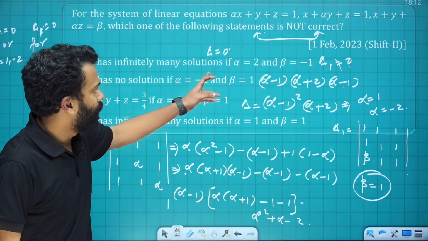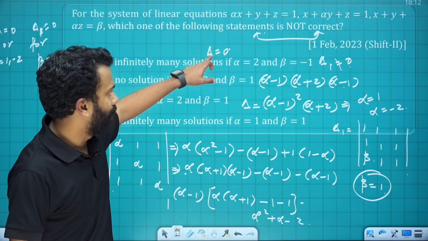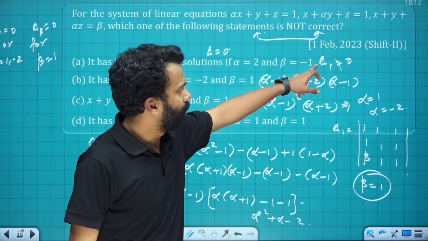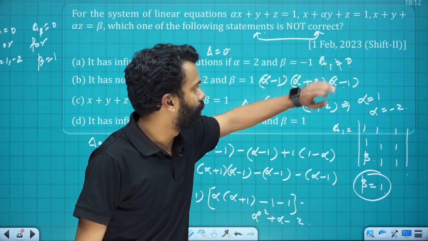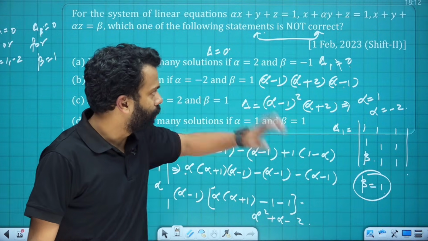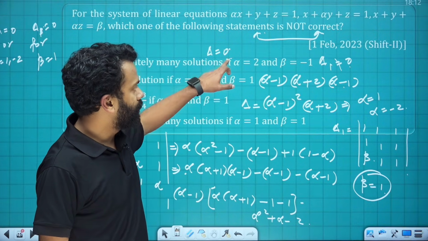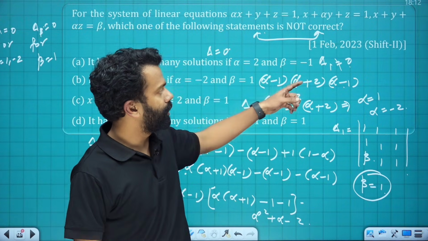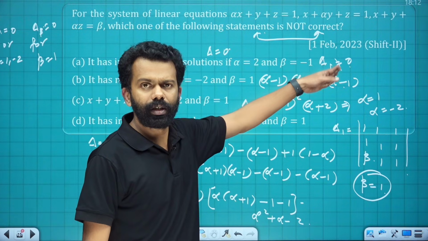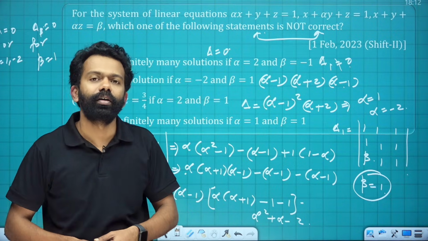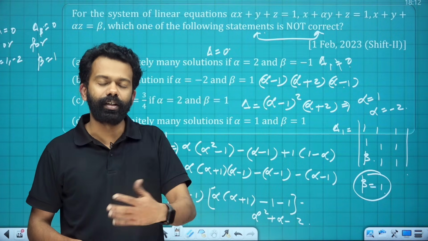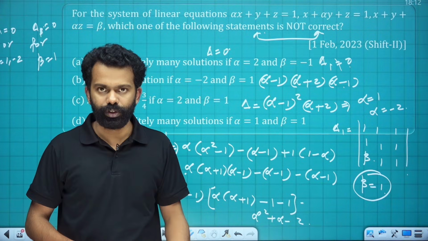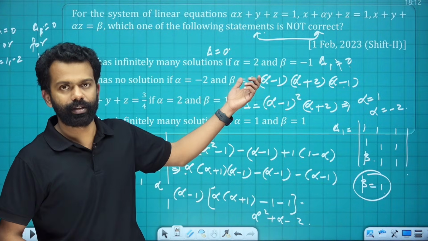See, if alpha is equal to 2, then the value of the parent determinant is 0. And if beta is equal to minus 1, then the value of delta 1 is equal to 0. Okay, so if delta is equal to 0, we have studied in Cramer's rule that if delta is equal to 0 and any one among the determinants delta 1, delta 2, delta 3 is non-zero, then that is a case of inconsistency, that is, the system of equations will have no solution at all. So basically this is incorrect.